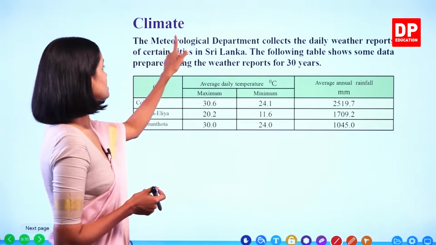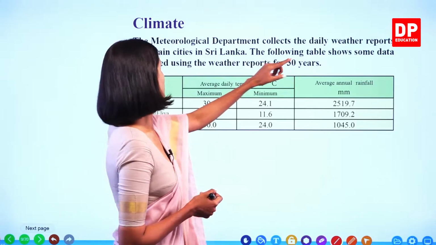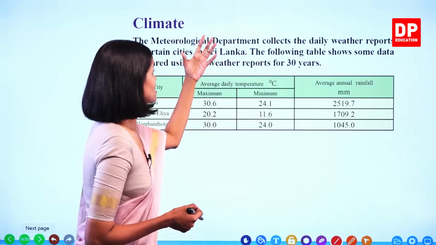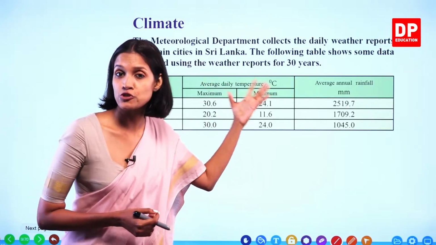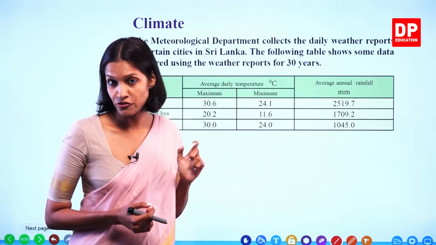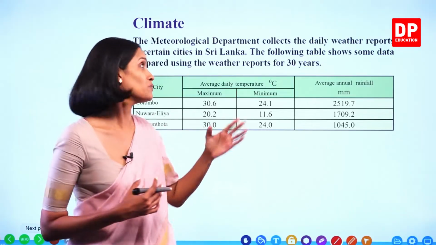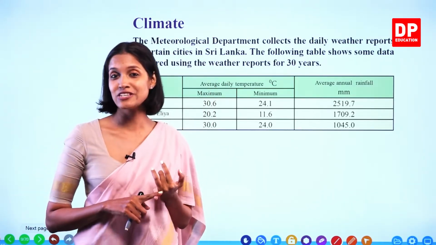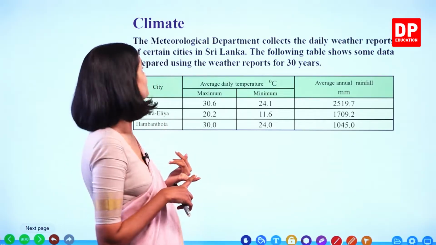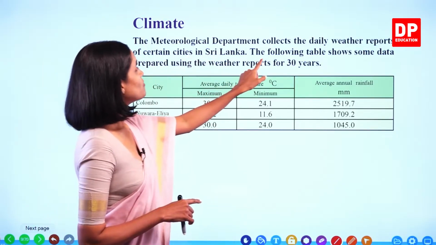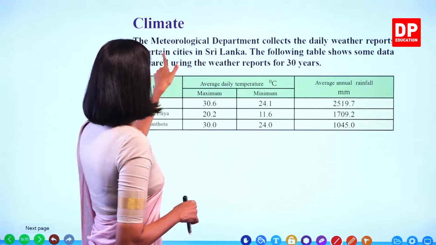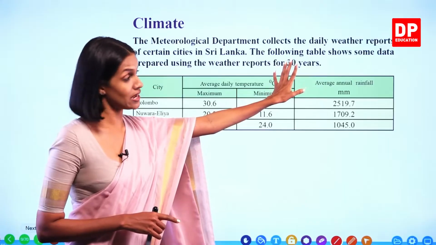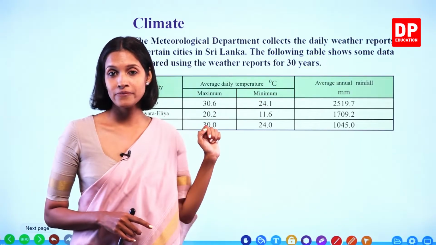The meteorological department collects the daily weather reports of certain cities in Sri Lanka. They have high-tech instruments, different apparatuses to collect these different types of data. Now you all know that these data are related to rainfall, temperature, humidity, likewise, okay? The following table shows some data prepared using the weather reports for 30 years. Now that is a long period of time.